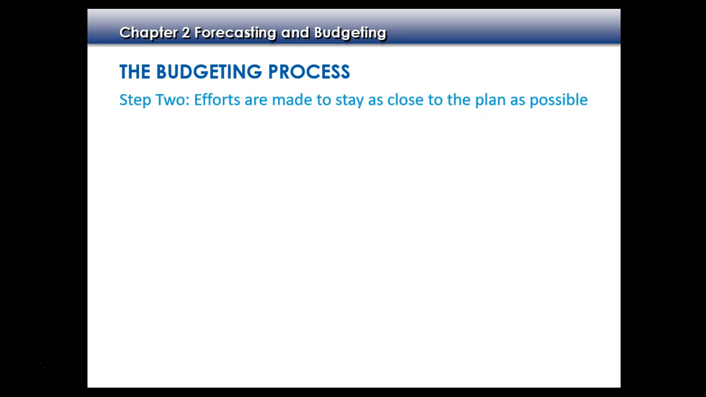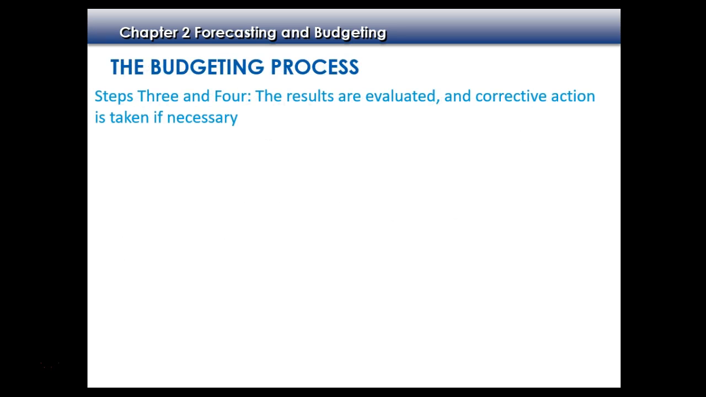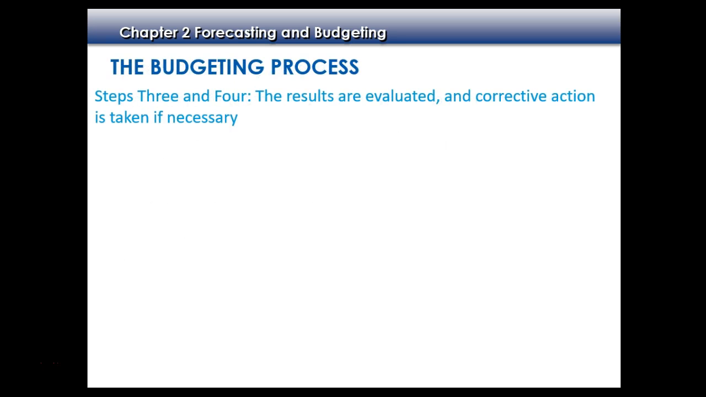Now, step 2. Efforts are made to stay as close to the plan as possible. This is where it comes down to everybody knowing what the budget is, so everyone can stay on the same page. This includes all salaried employees and hourly workers. Simple as that. There's not much to do. Everyone just needs to know what is required of them and to follow up on that to make sure that they're where they need to be.